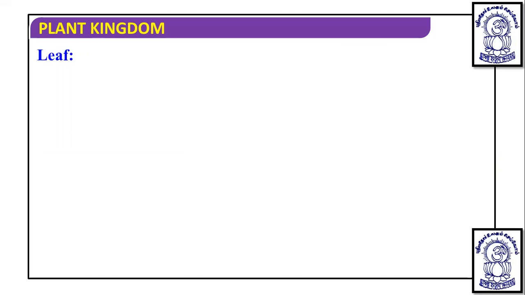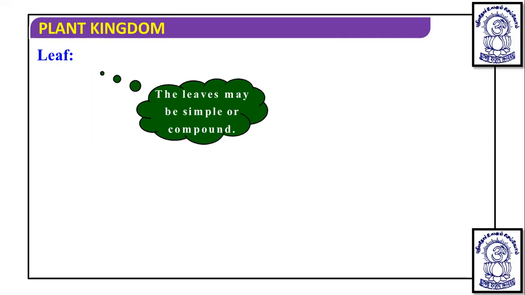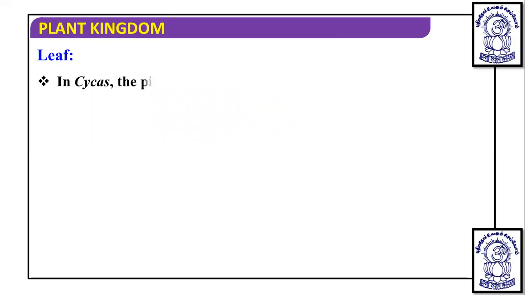After this characteristic of root and stem, the next characteristic that we can discuss is the leaves. If we talk about leaf, the leaves may be simple or compound. Now, what do you mean by simple and compound? That we will discuss. And the cycas have pinnate leaves. We will discuss this in the morphology chapter. Suppose the whole leaf is there like this.